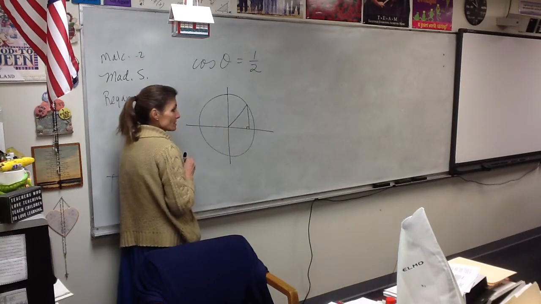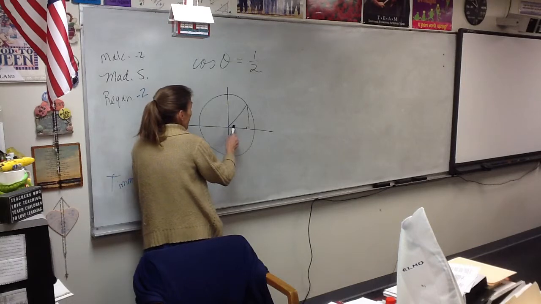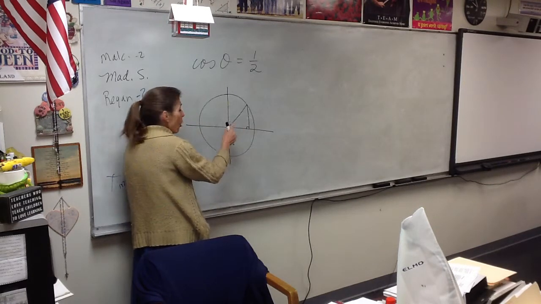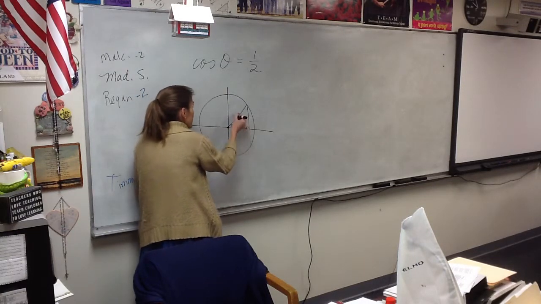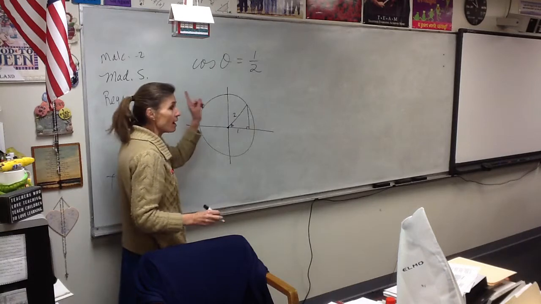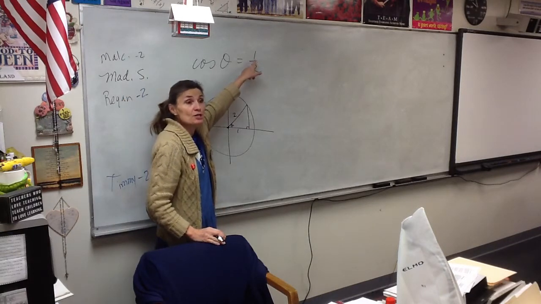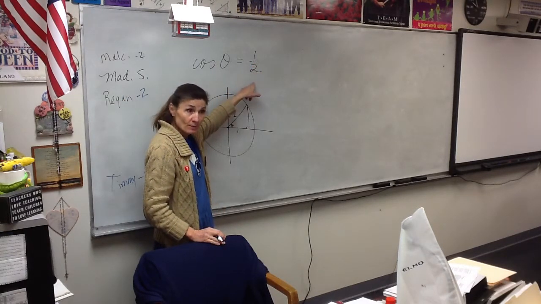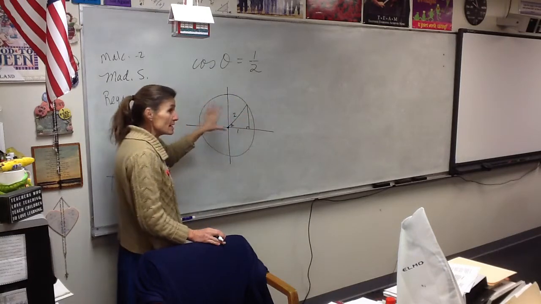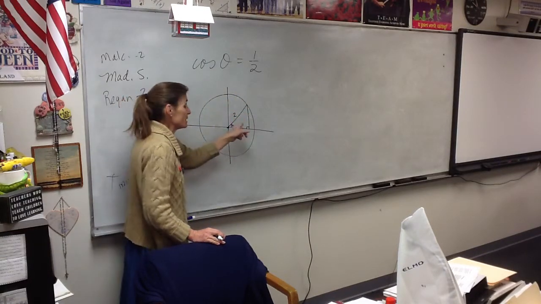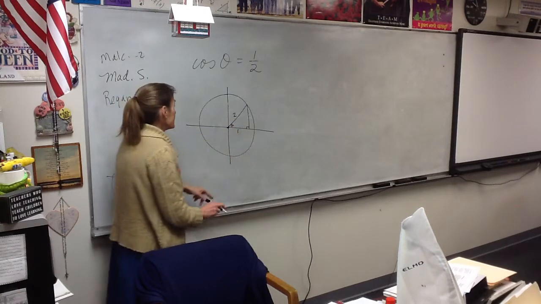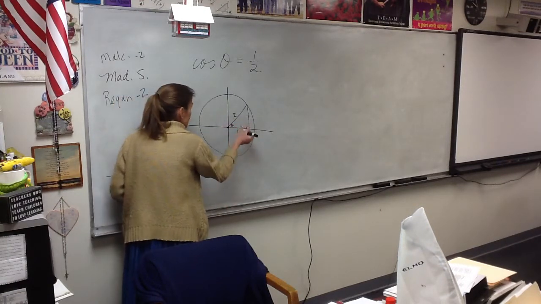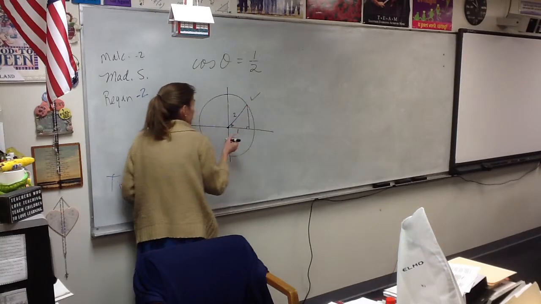Would it be possible to have an angle? Remember, we're always talking about the angle at the origin. Could this be a 1 and this be a 2? Because cosine is adjacent over hypotenuse. So if I could be in quadrant 1, would that be acceptable? Yes. So we'll put a check mark here.